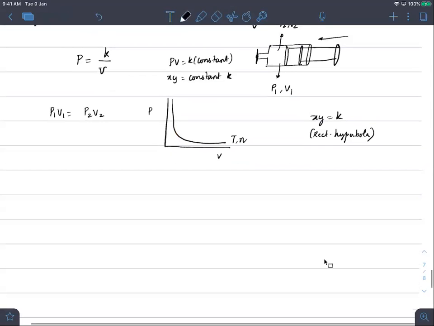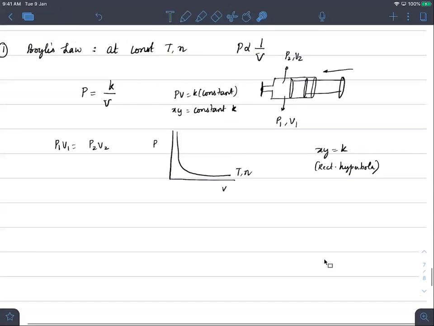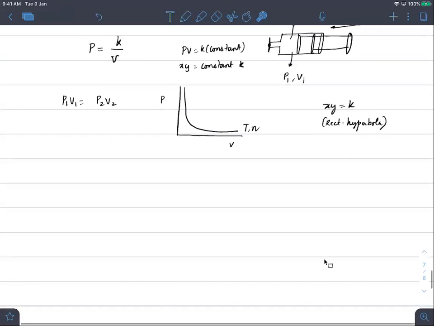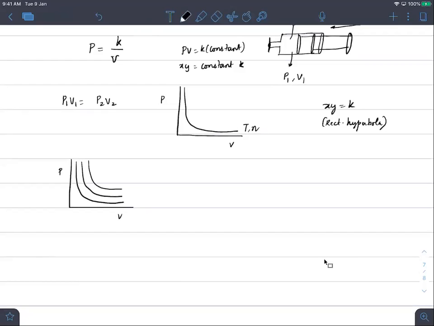Now if the temperature is increased, this constant value will increase, which means the pressure into volume value is increasing. So as the temperature increases, the P into V value will increase, and the graph will start becoming far away from the origin. So we can say that temperature T3 is greater than T2 is greater than T1. This is what you will see at different temperatures.